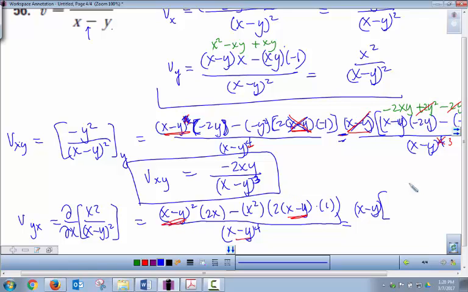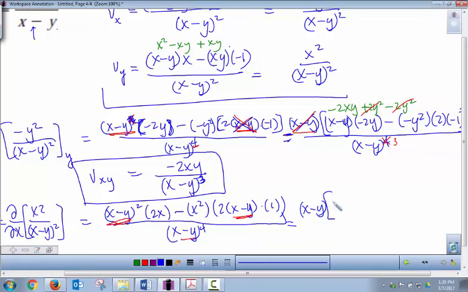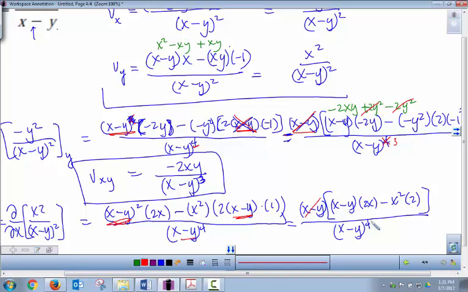So if I factor out an x minus y, I'm going to get an x minus y to the first power, because I factored one of those out. And then I have an x squared times 2 times x minus y, which I factored out, times 1. So this is my whole numerator. And then this will allow me to cancel one of my x minus y's on top with one of the four x minus y's in the bottom. That will leave me with x minus y to the third.